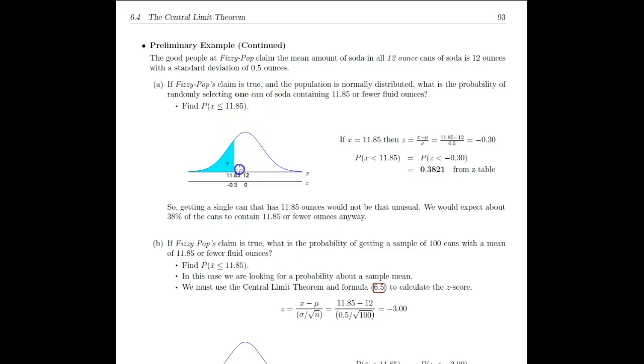So what we want to do is find the z-score for this 11.85, and you'll see the author does that right over here by using the z-score formula, right? Z equals x minus mu over sigma. So 11.85 minus 12 divided by 0.5, and you get a z-score of negative 0.3. So you'll see he has this little scale underneath with his z-scores. So we want to find the probability of getting something less than a negative 0.3.